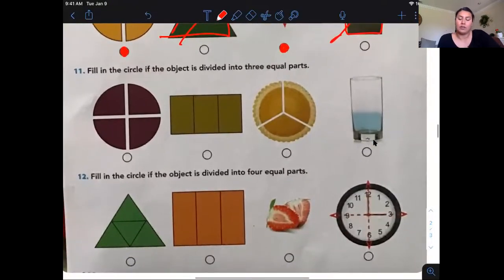Fill in the circle if the object is divided into 3 equal parts. Well, the first one is showing us 4 equal parts, so automatically that's a no. This next one reminds me of a chocolate bar for 3 people. 1, 2, 3 parts. Is that what we're looking for? 3 equal parts, and they look equal. So yes, let's bubble it in.